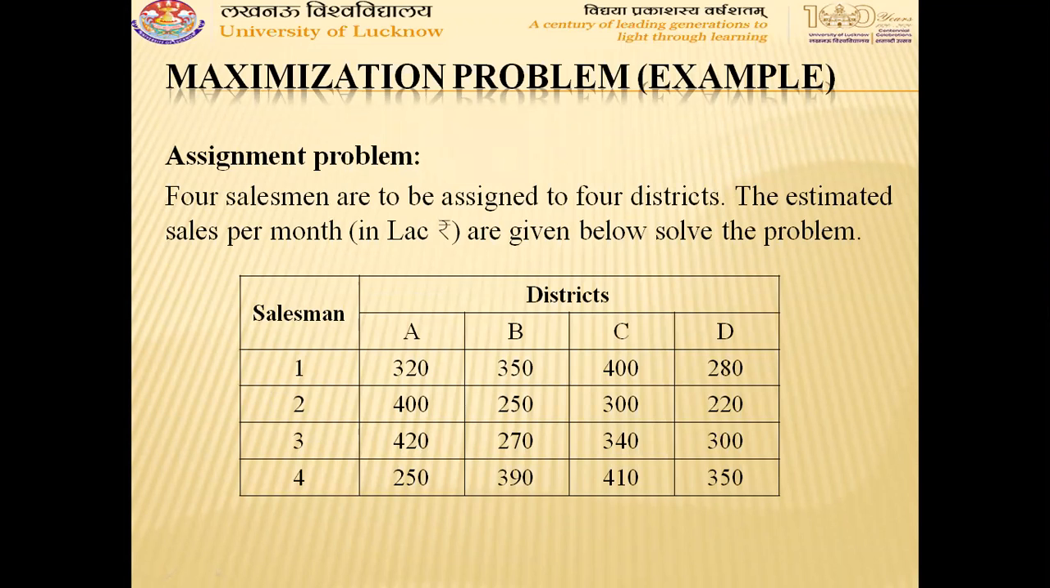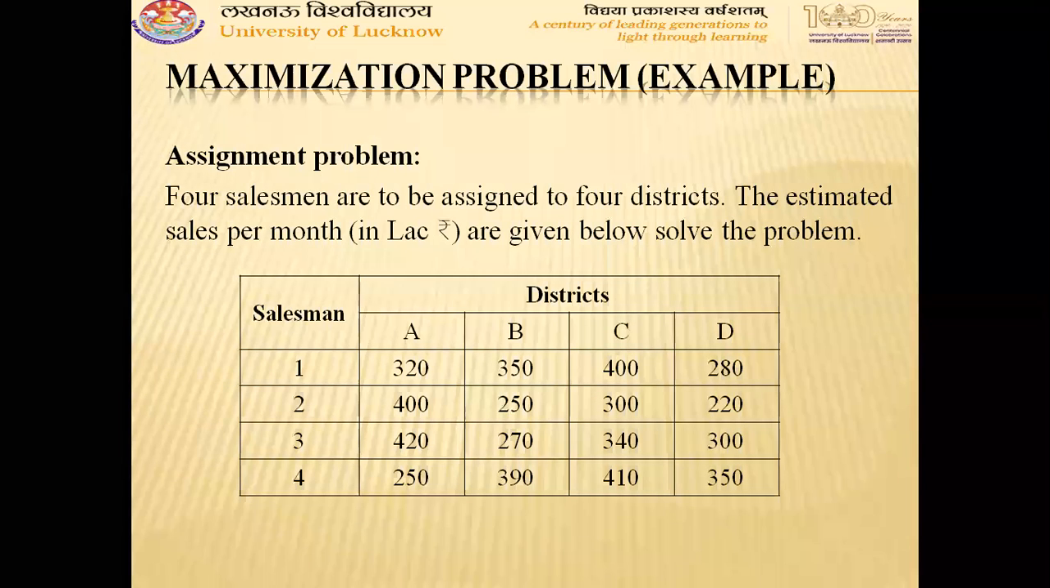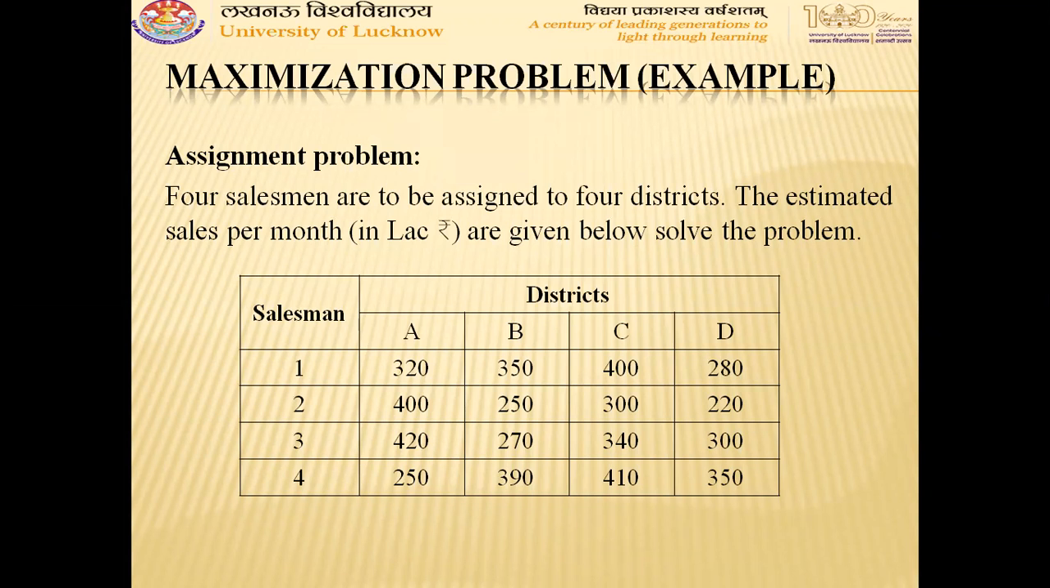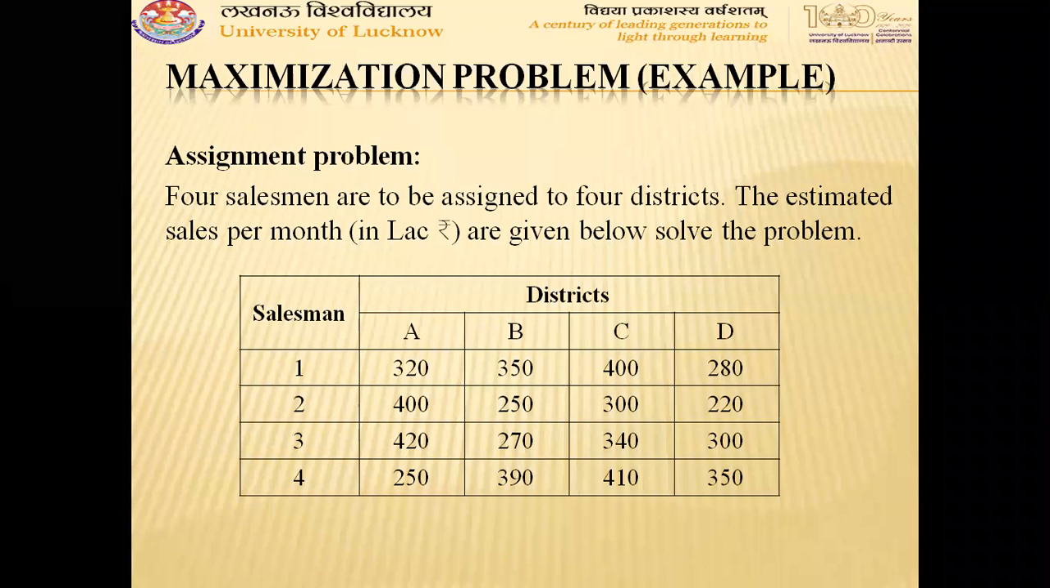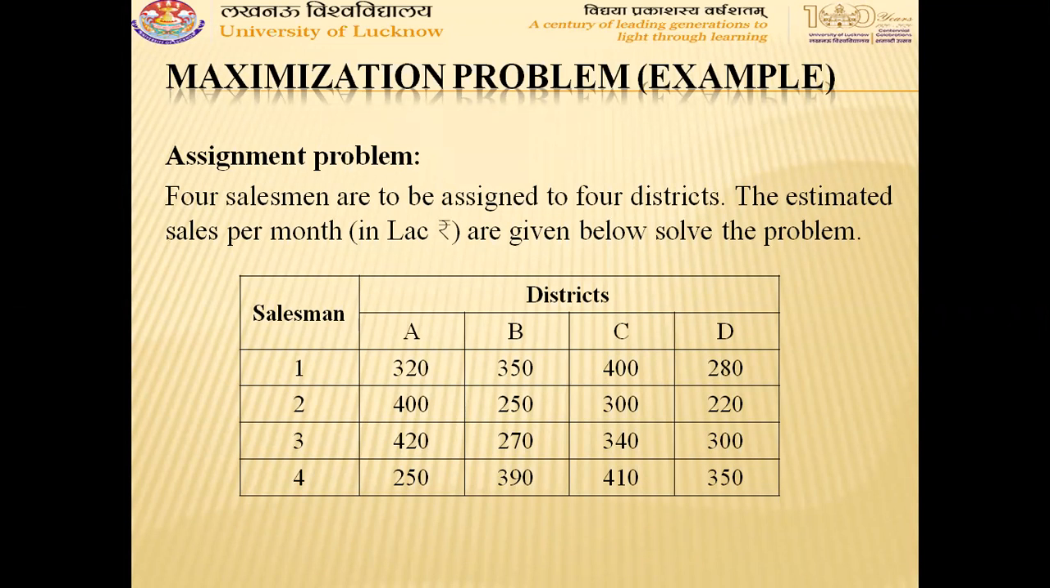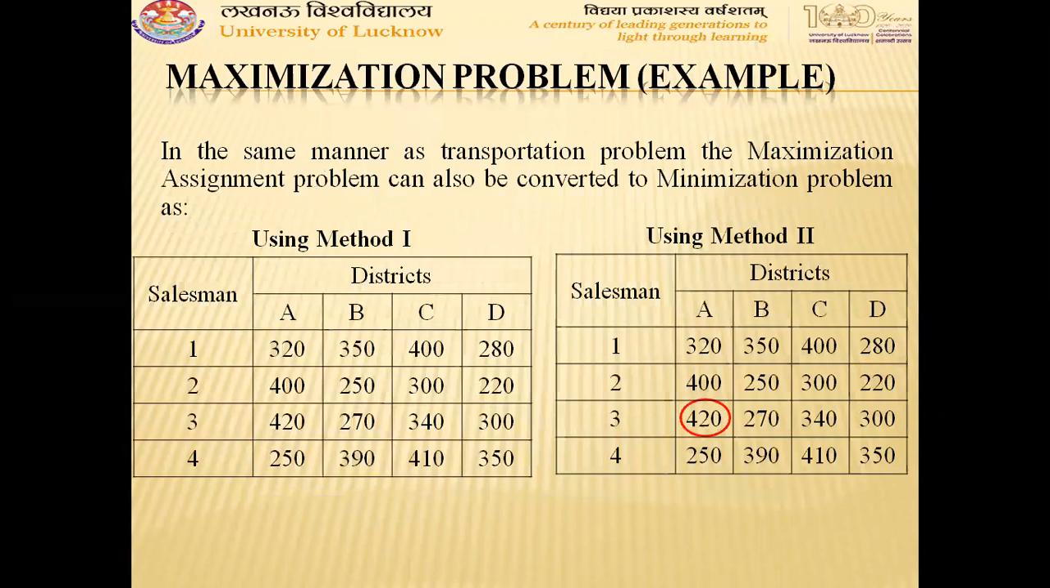Similarly, one example of assignment problem. Here four salesmen are to be assigned to four districts. The estimated sales per month in lakh rupees are given below. So estimated sales is given. Sales should also be maximized, then company will get profit. So it is also a problem of maximization. In the same manner as in the transportation problem, we can apply the method in the assignment problem also.